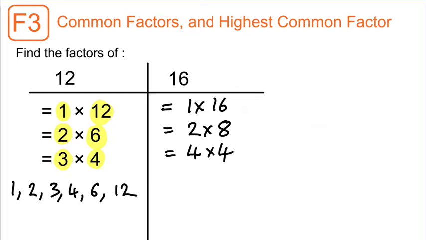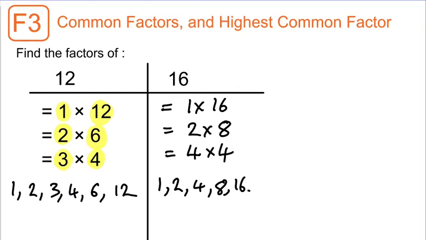And now these factors are equal. I know I've found all of them. Any more factor pairs that I find will just be repeats of the previous ones. Now I can list the factors I've found. They are 1, 2, 4, 8, and 16.